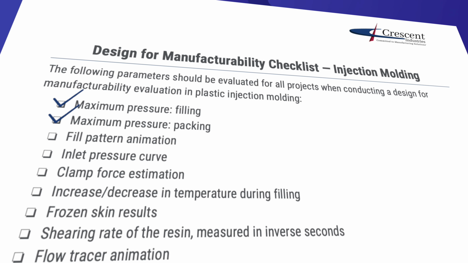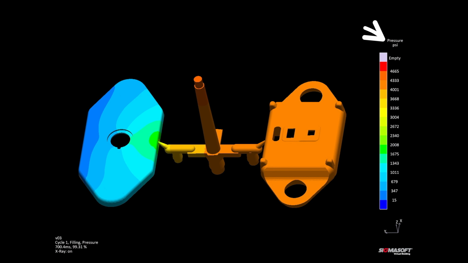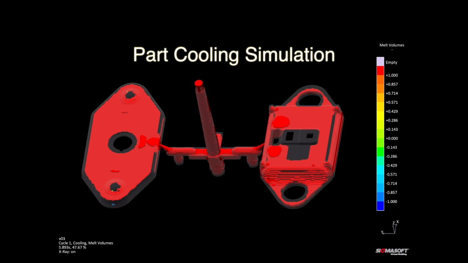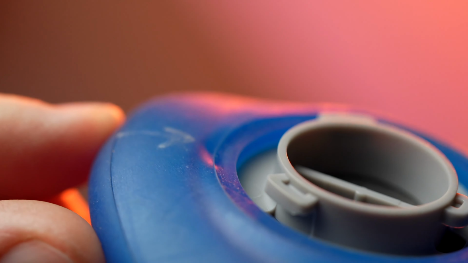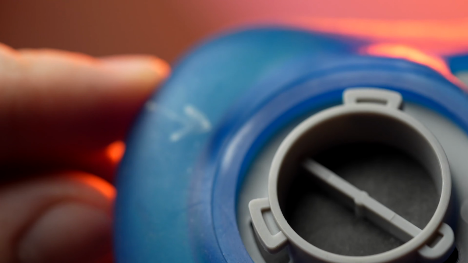Next is maximum pressure during packing. After the cavity is filled, packing pressure is used to compensate for shrinkage as the plastic cools. If packing pressure is too low, or if it cuts off too early, you can end up with defects like sink marks or voids, which can affect both cosmetic quality and part strength.